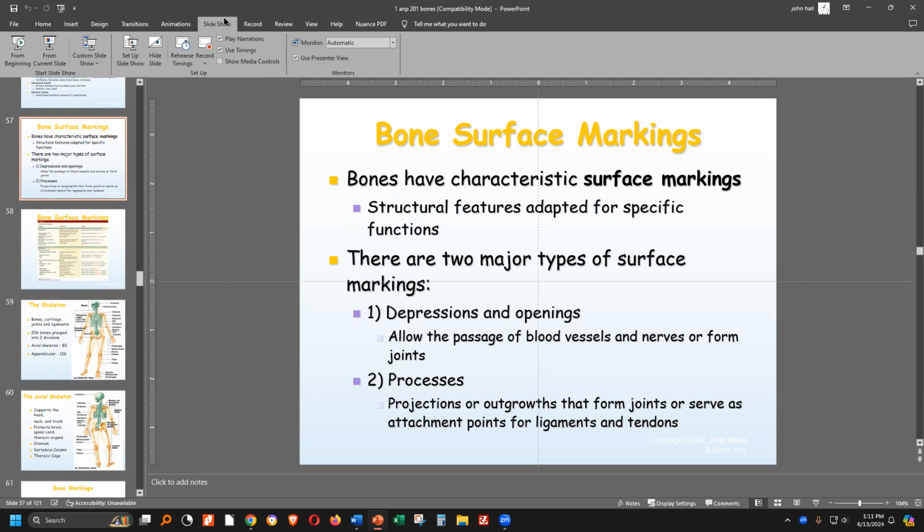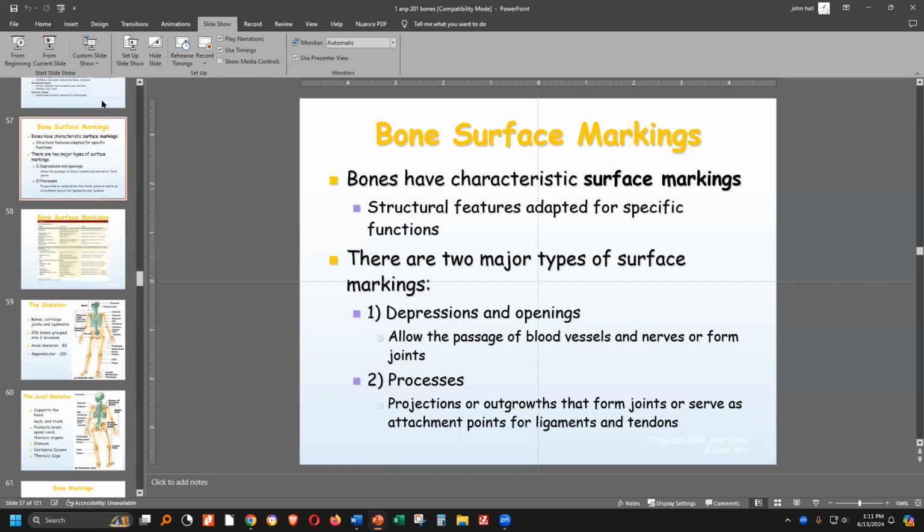So what we're going to do today is we're going to speak about bone markings, right? First of all, I need to give you an idea as to what a bone marking actually is, okay? Now, obviously, you know what a mark is. But when I say bone markings, I must be referring to something specific and special. And bone markings are indeed very special.